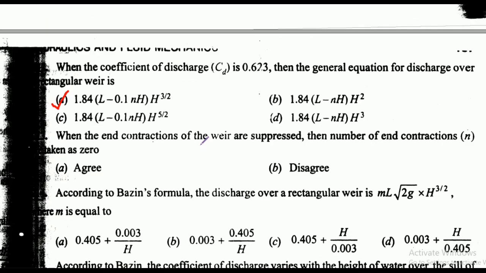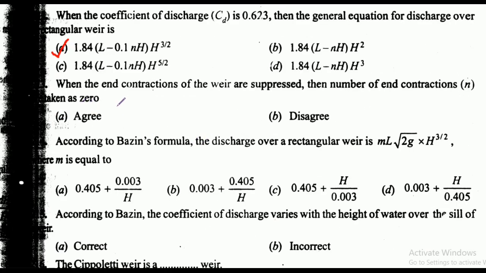Okay. Now next is, when the end contractions of the weir are suppressed, then the number of end contractions is taken as zero. Agree or disagree? So here friends, the correct answer is option A, that is agree. This statement is correct.